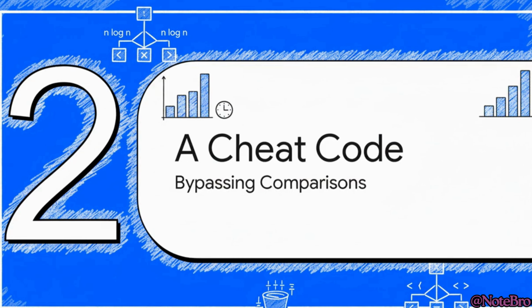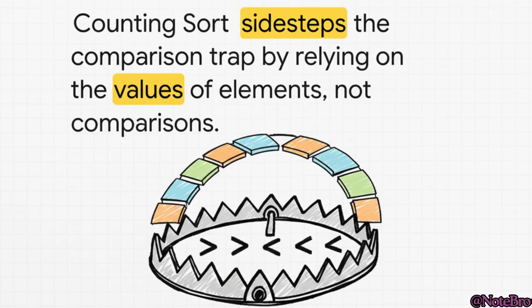Okay, so if the whole speed limit is caused by comparing elements, what if we just stopped comparing them? This brings us to a really clever cheat code of an algorithm, one that just breaks the rules and smashes right through that n log n barrier. Let me introduce you to counting sort. Counting sort completely sidesteps the comparison trap by taking a totally different approach.